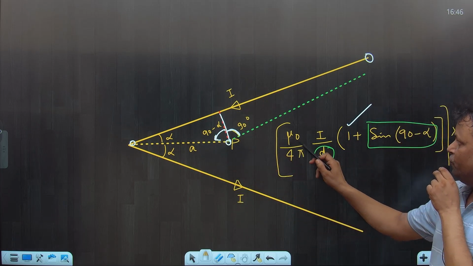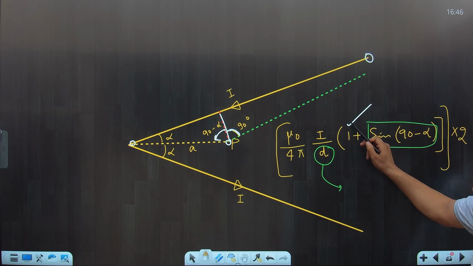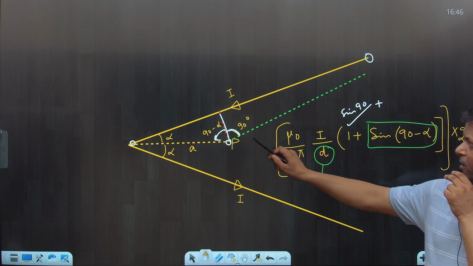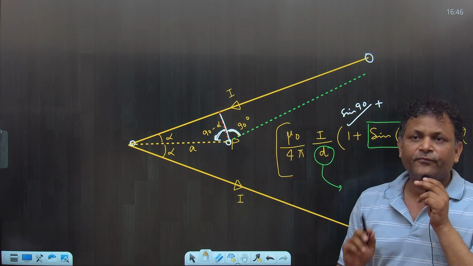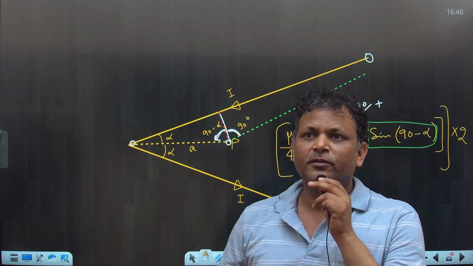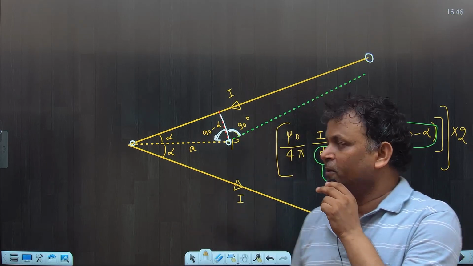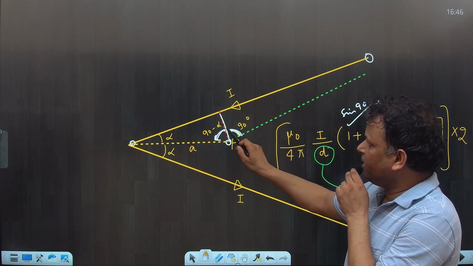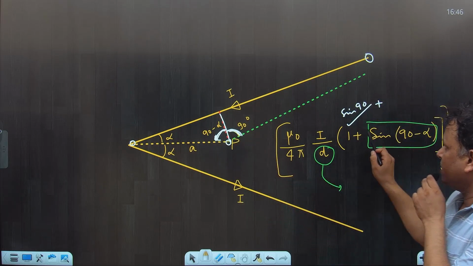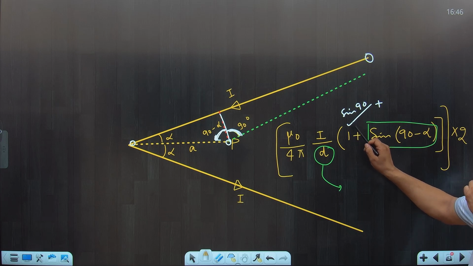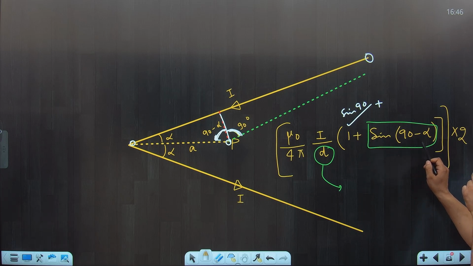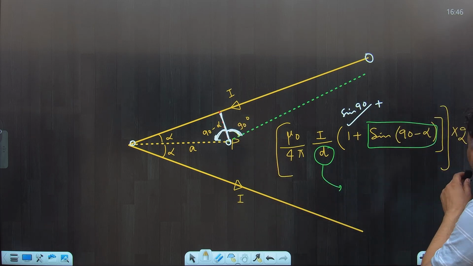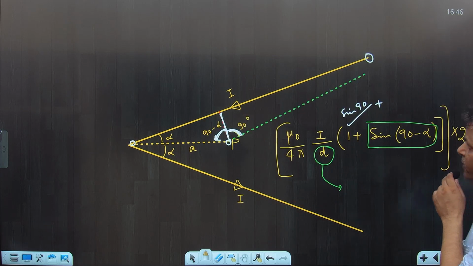So mu naught by 4 pi, I by d, sin 90 plus sin of this angle, because alpha and beta are the angles which the two ends make with the perpendicular. This is the perpendicular, these are the two ends, and they are making angles of 90 degrees and 90 minus alpha. So here you will put sin 90, here you will put sin of 90 minus alpha, and in the place of d you will write, what is d?